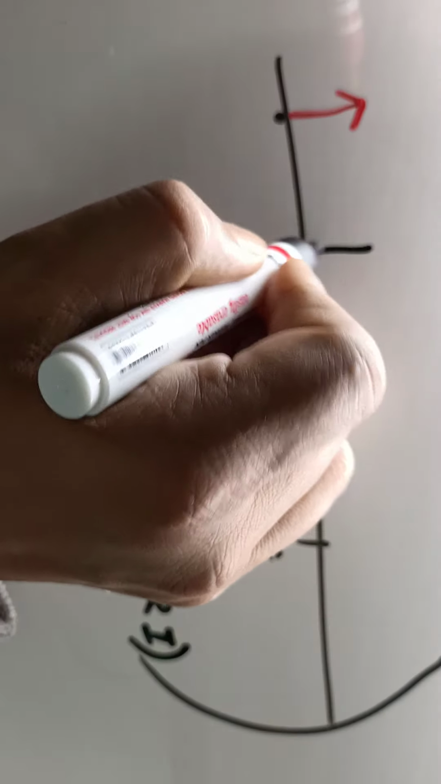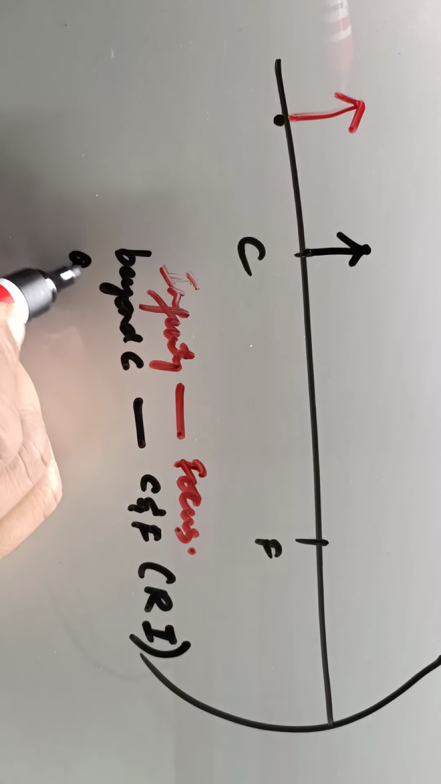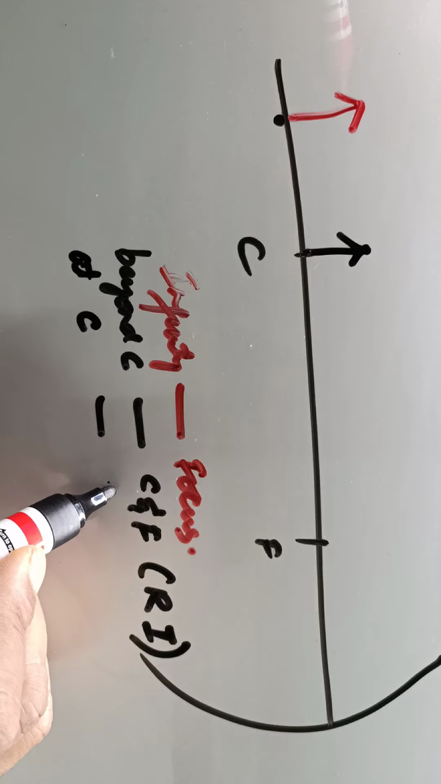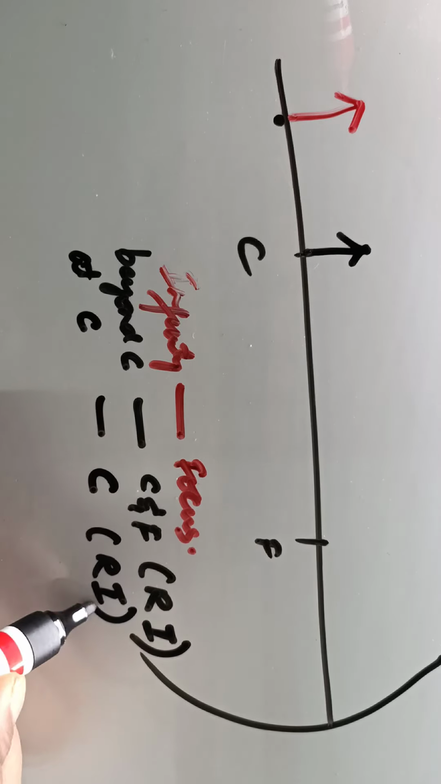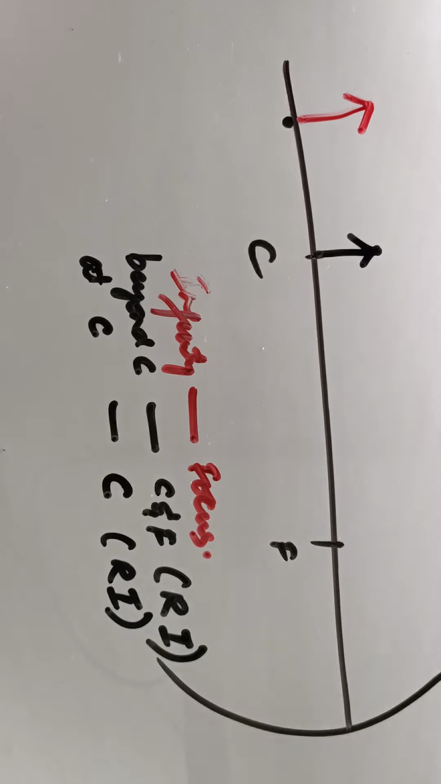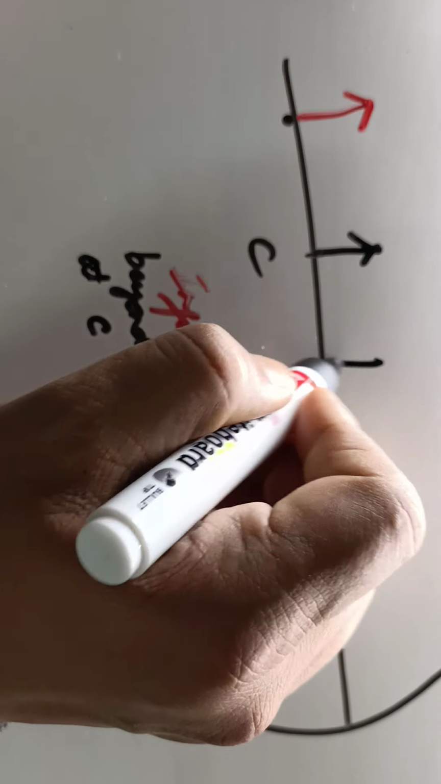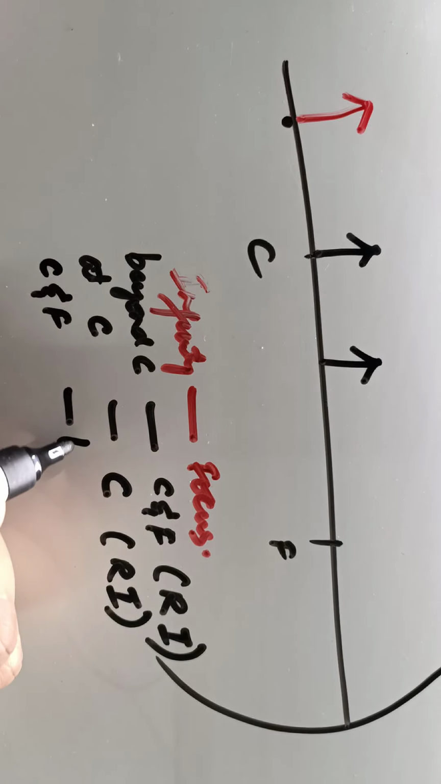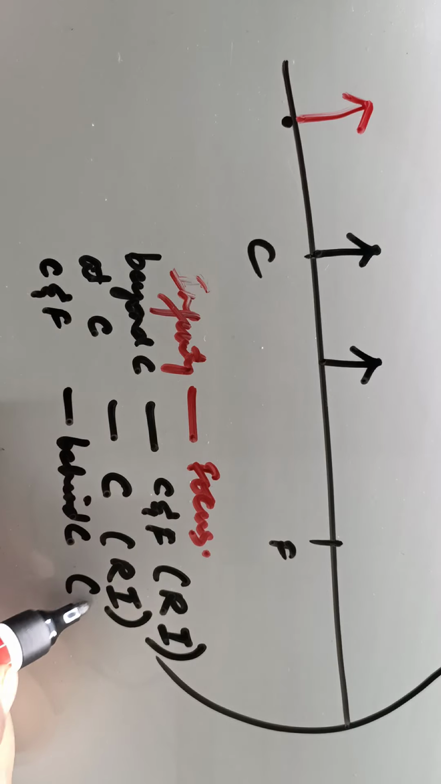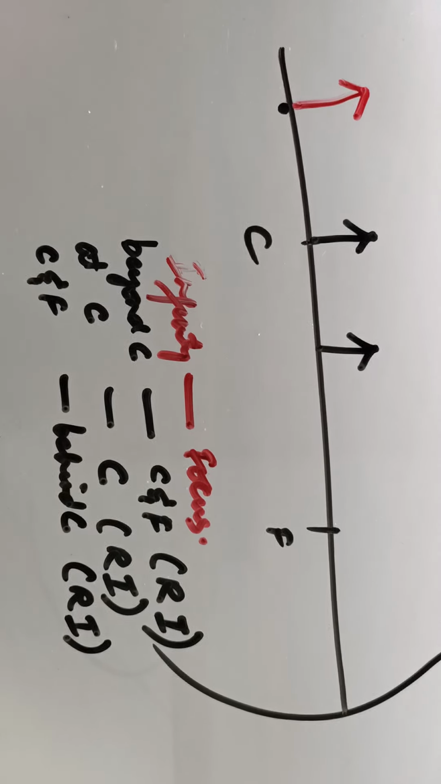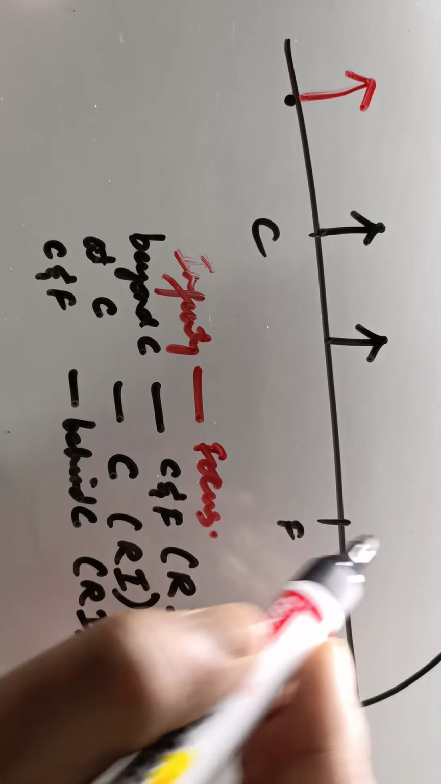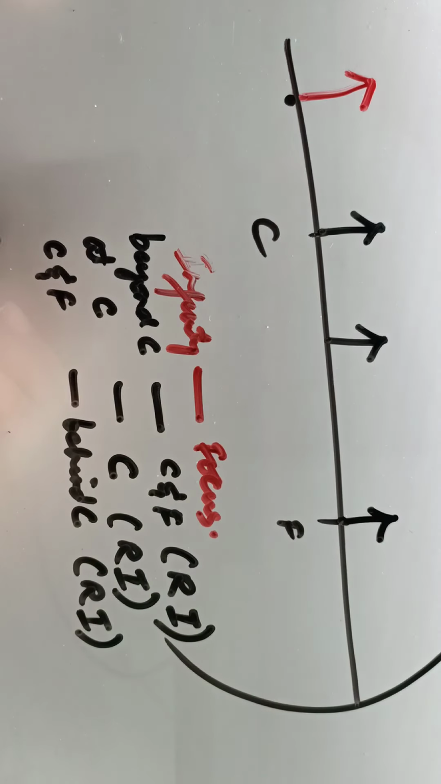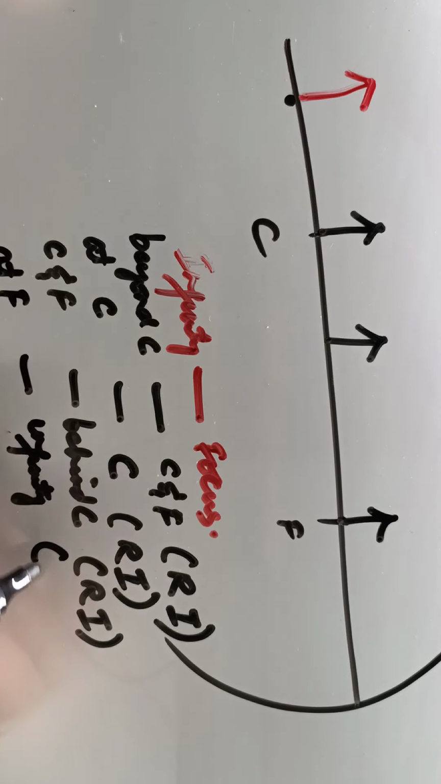Then the object was kept at C. When the object was kept at C, the image was formed at C itself, and this was also real and inverted. Then between C and F, the image was formed behind C. This also was real and inverted. Then when the object was kept at F, the image was formed at infinity. This was also real and inverted.